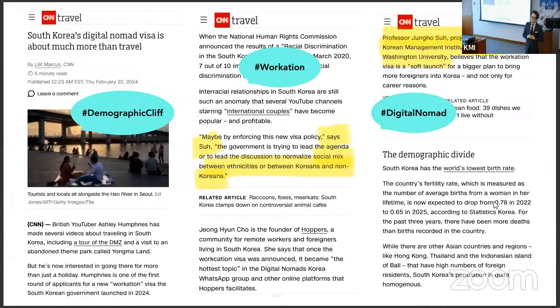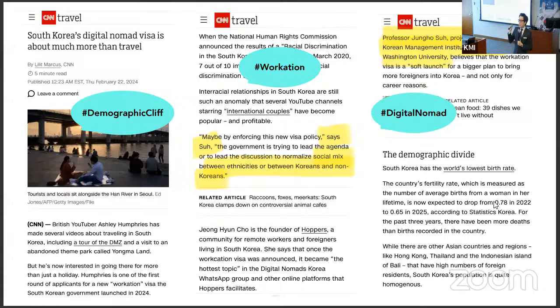So take a look at the title of this article together. South Korea's digital nomad visa, which is the new visa policy. The South Korean government's Minister of Justice softly launched this visa policy at the beginning of 2024. As you can see in the title, it's not just about the policy-making issue. It's much more than travel. It's not just about the travelers. Digital nomad is a quite self-explanatory term that gives you an idea of this policy.